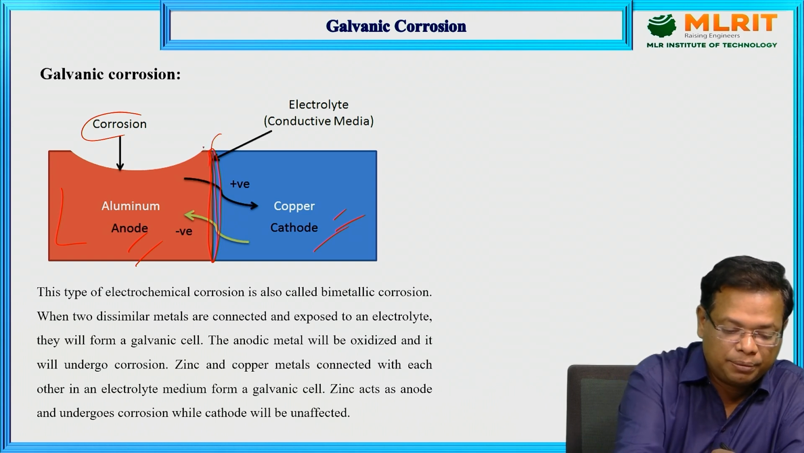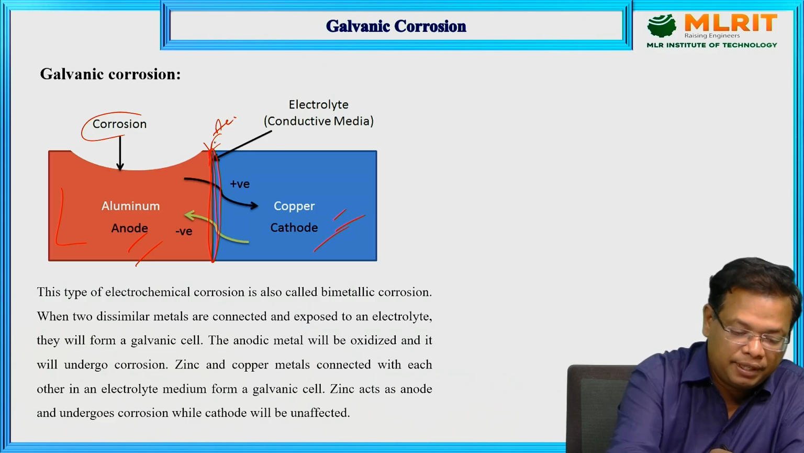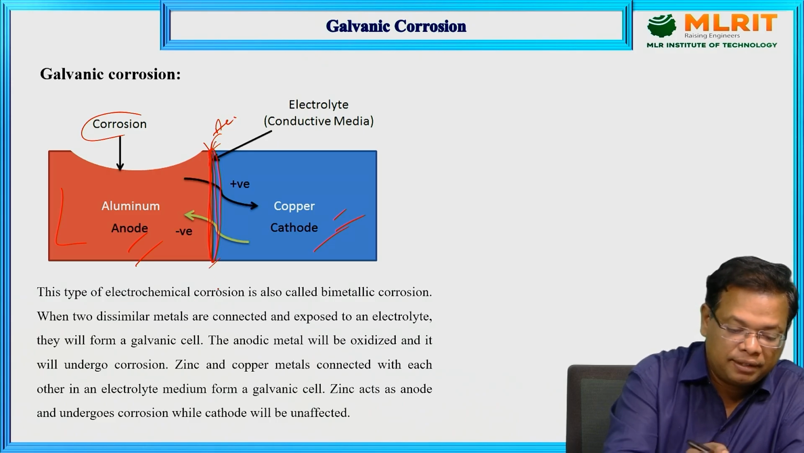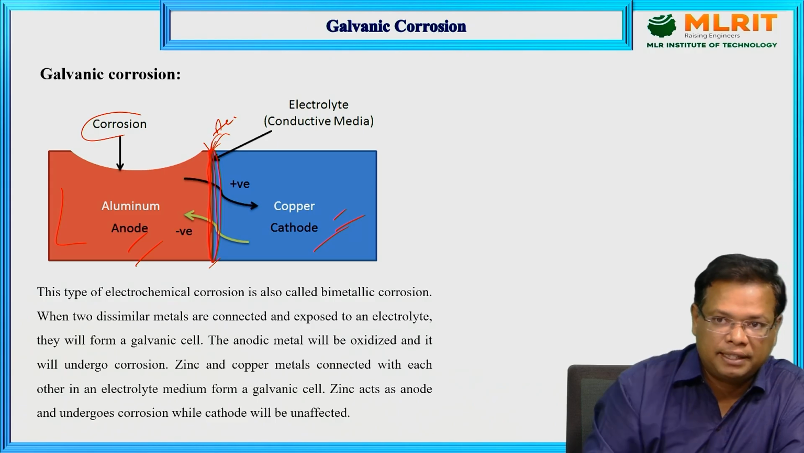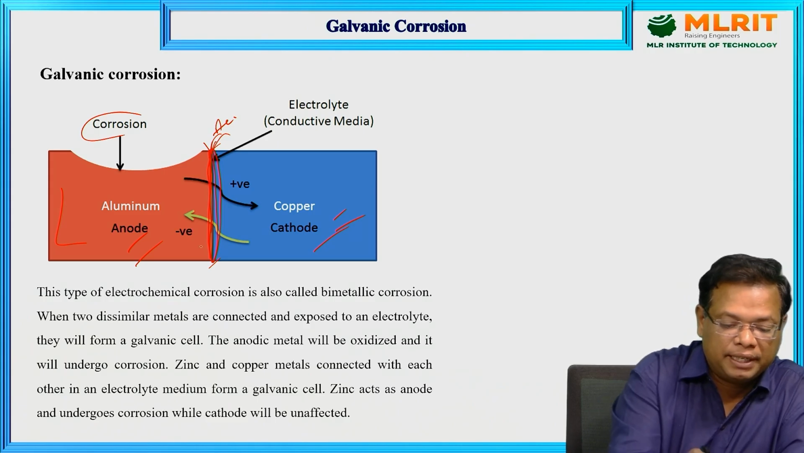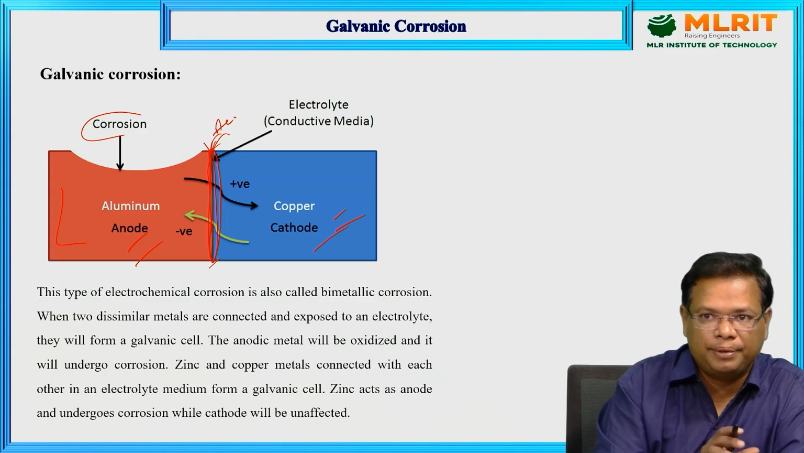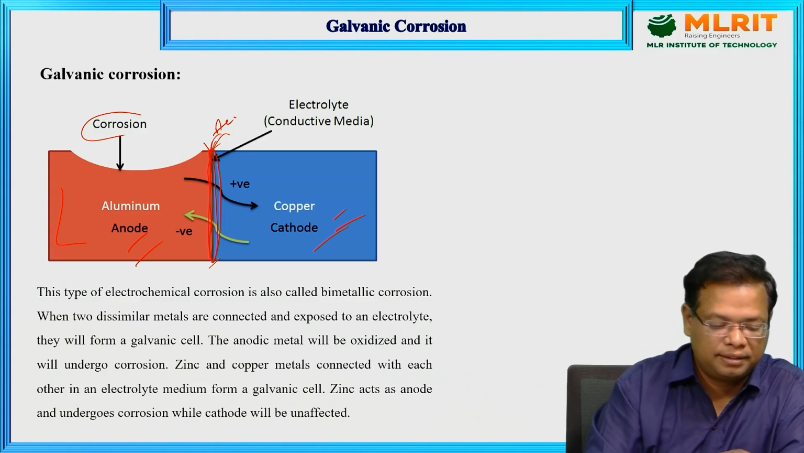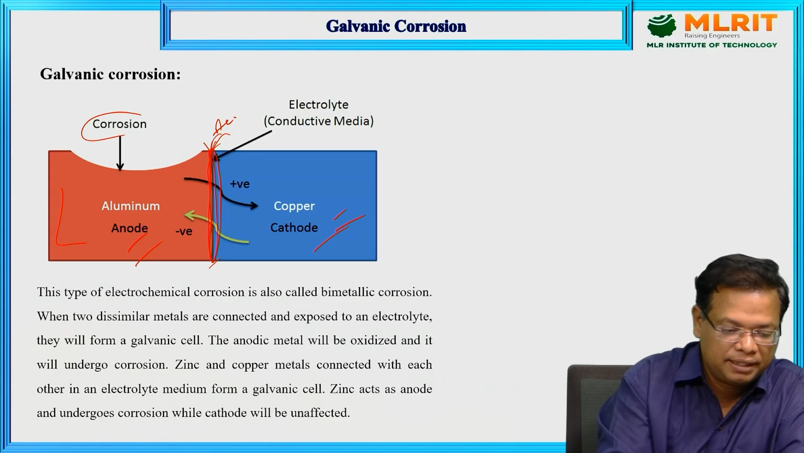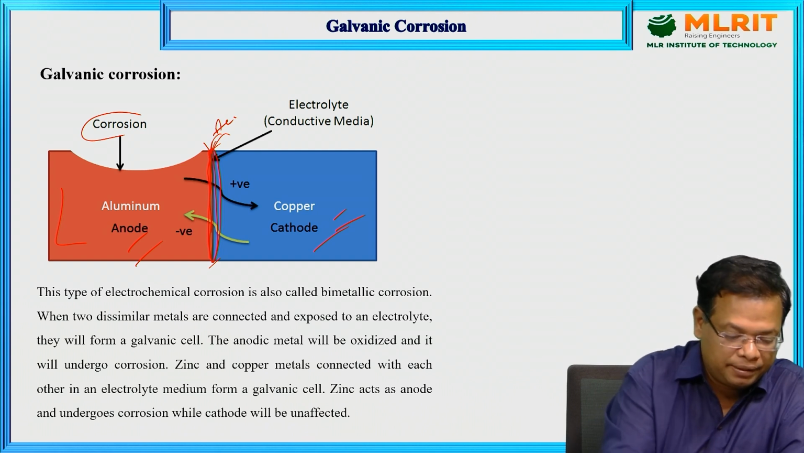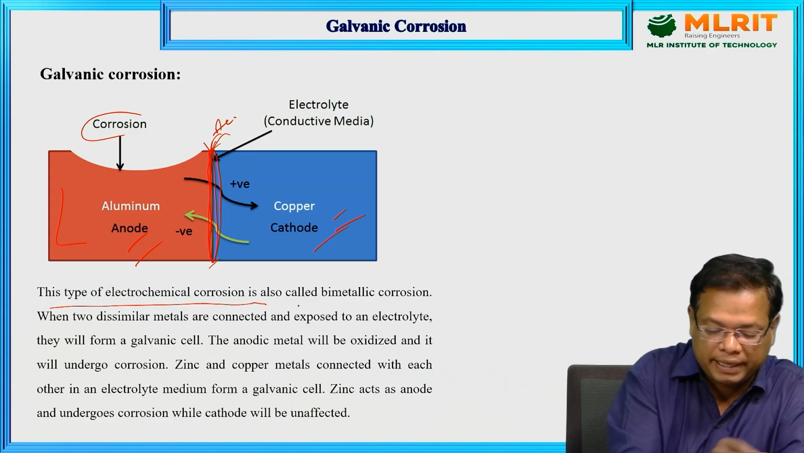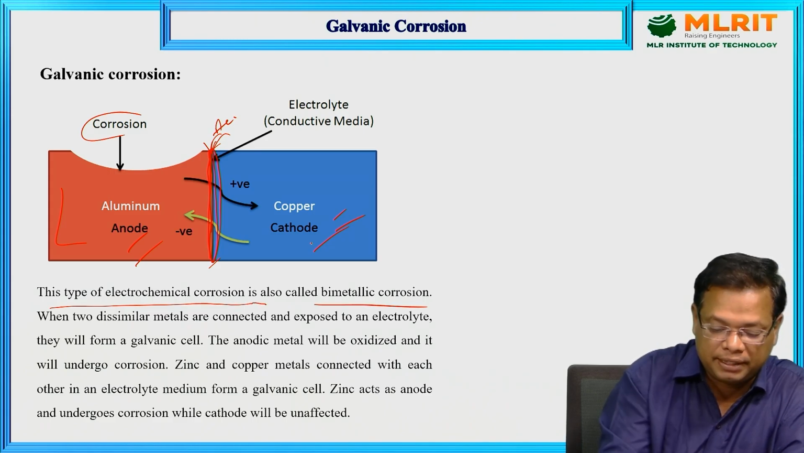The electrolyte will be, suppose, some moisture, some water, or some industrial solution poured here, or that unfortunately comes in, and that will act as an electrolyte. So automatically a galvanic cell will form. Because of this galvanic cell formation, corrosion will form. The flow of electrons is generated and released by the anode and gained by the cathode. So this is the mechanism, simply. This type of electrochemical corrosion is also called bimetallic corrosion, because of the two different metals.